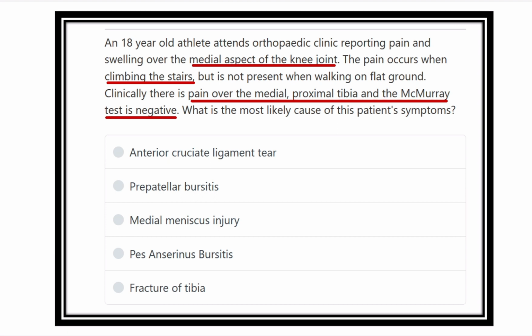What is the cause of this pain and swelling? Here are the answer options: anterior cruciate ligament tear, prepatellar bursitis, medial meniscus injury, pes anserine bursitis, and fracture of the tibia. So again, let's see this scenario. It is pain and swelling in the medial aspect of the knee joint, but the pain occurs when climbing the stairs, that means the upward movement, and pain over the medial proximal tibia, and McMurray is negative. So here another important thing is the McMurray test.